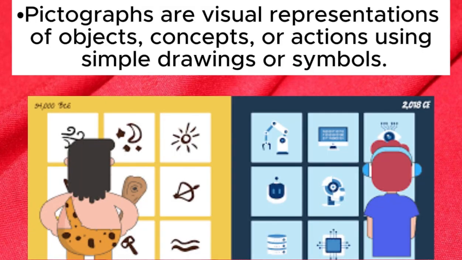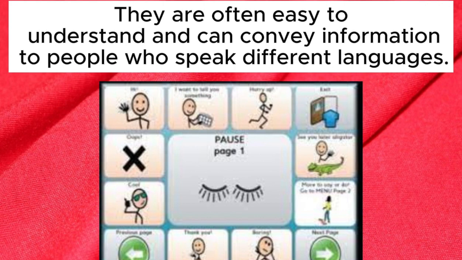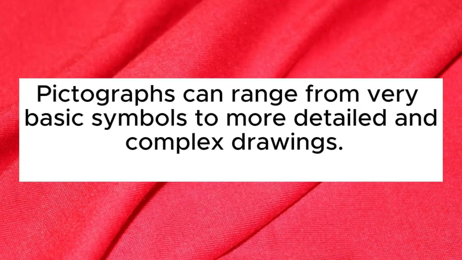Description: pictographs are visual representations of objects, concepts, or actions using simple drawings or symbols. They are often easy to understand and can convey information to people who speak different languages. Pictograms can range from very basic symbols to more detailed and complex drawings. History: pictograms have a long history dating back thousands of years. They were used by ancient civilizations for various purposes.